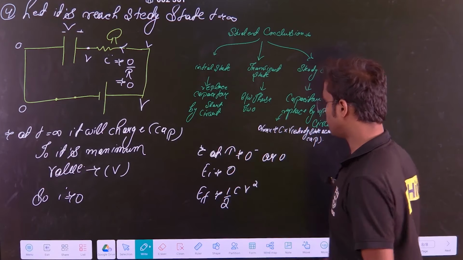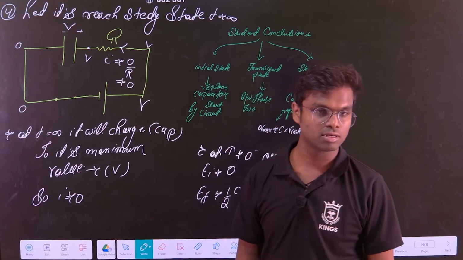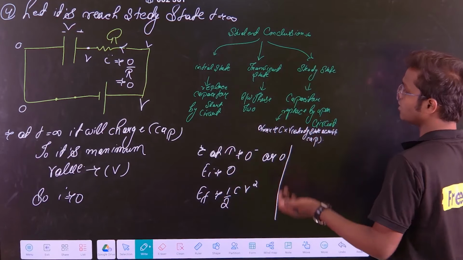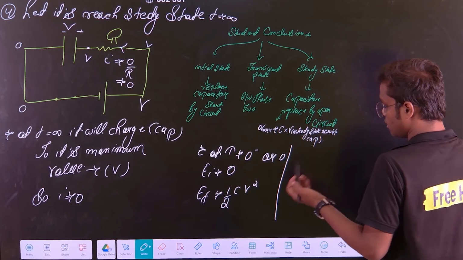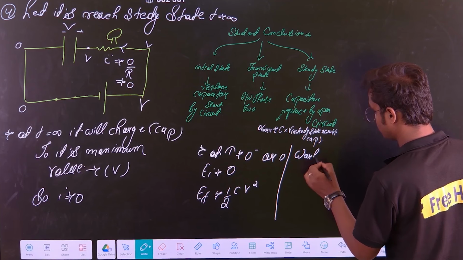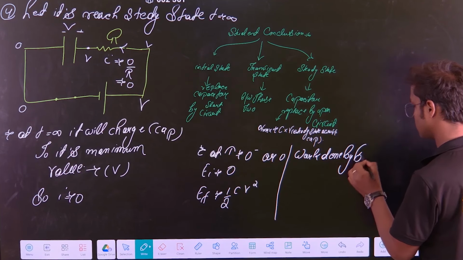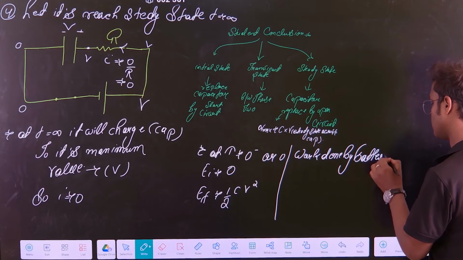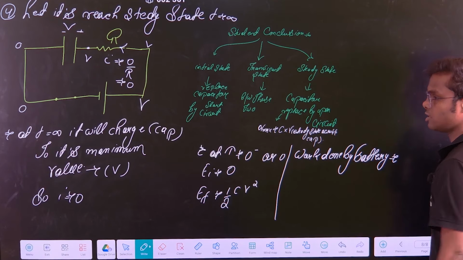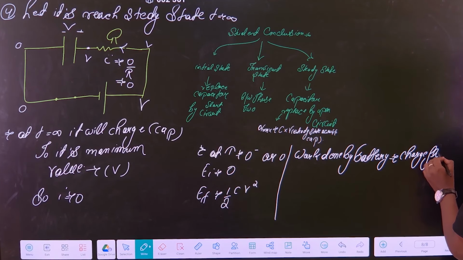Sir, there is a battery, correct? Battery has also done some work. What is the work done by the battery? Battery is doing work here. So what is the work done by the battery? See, the formula for work done by battery, if you remember, is charge flown into the potential of the battery.